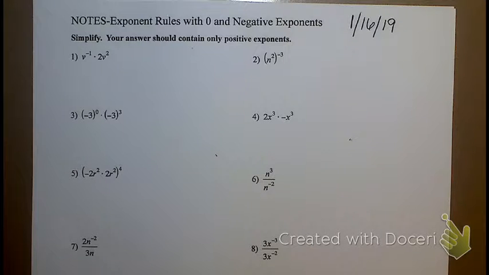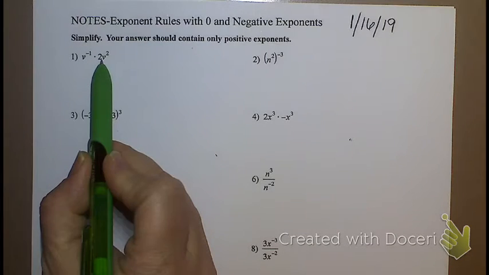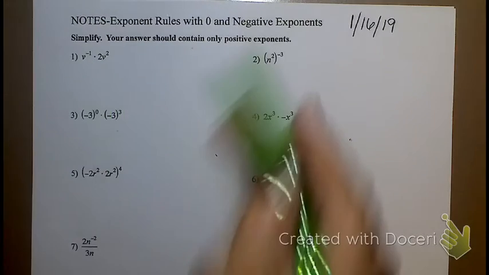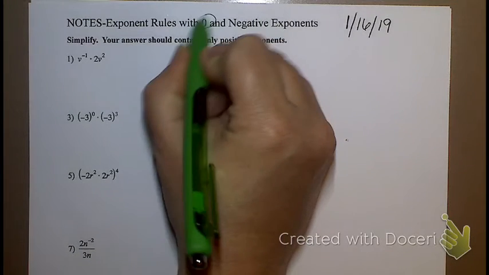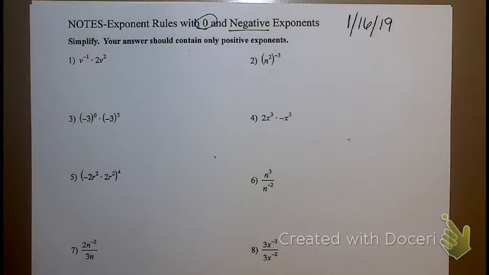Okay, so we are going to talk about the last two circumstances that we will encounter. All of the exponent rules we learned still apply. So if I have something where I have a v times a v, I'm going to add those exponents, and so on and so forth. The difference is we are now going to throw in zero as an exponent and negative numbers as exponents.